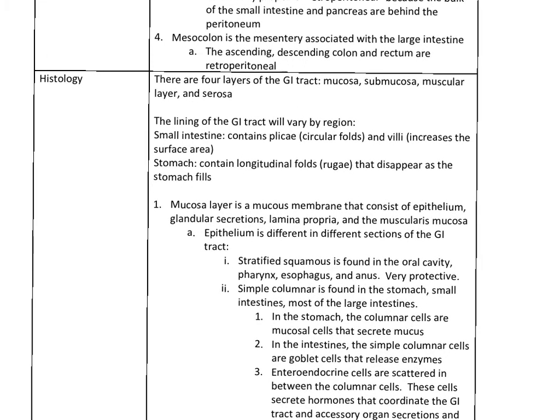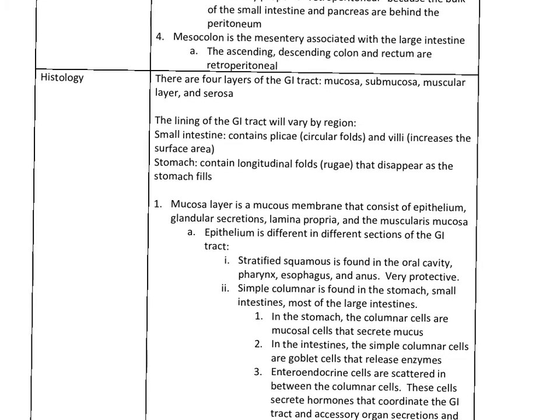Okay, now we're going to talk about the four layers of the GI tract. You've heard of this before in general A&P: the innermost layer is called the mucosa. Then we have the submucosa, then the muscular layer, and then the serosa.